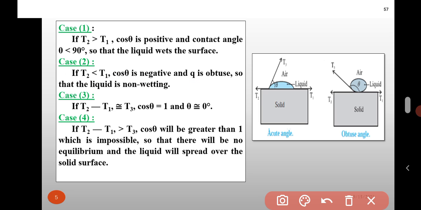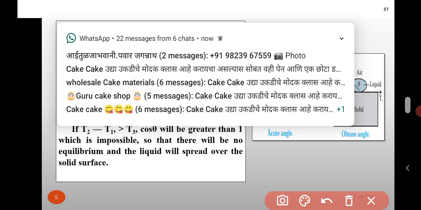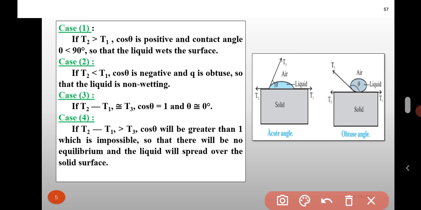Case 3, if T2 minus T1 is approximately equal to T3, cos theta equals 1 and theta is approximately 0. Case 4, if T2 minus T1 is greater than T3, cos theta will be greater than 1, which is impossible, so there will be no equilibrium and the liquid will spread over the solid surface.